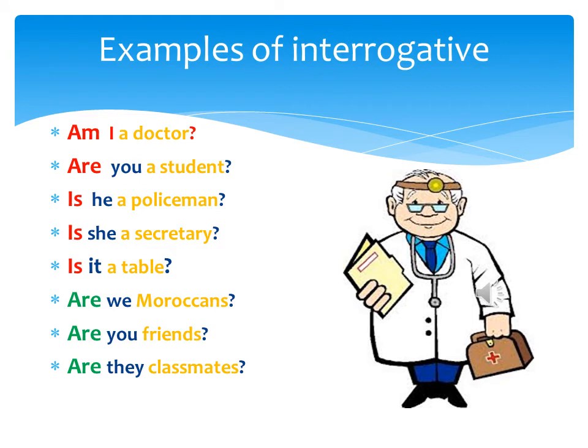And the last form, which is the interrogative form, عندما نريد أن نطرح سؤال. For example, we say am I a doctor? Notice here شنو الفرق بين الaffirmative والinterrogative. L'inversion de subject pronoun مع auxiliary am. So am I a doctor? Are you a student? Is he a policeman? Is she a secretary? Is it a table? Are we Moroccans? Are you friends? Are they classmates?